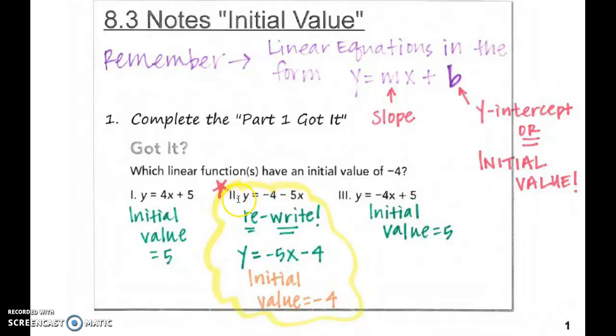So the answer is 2. On your notes, I should see how you rewrote it for me. And it wouldn't hurt for you to write down that this initial value is 5 and this initial value is 5. So I'm going to be looking for your notes tomorrow. I want to make sure that you have all the important information copied down.